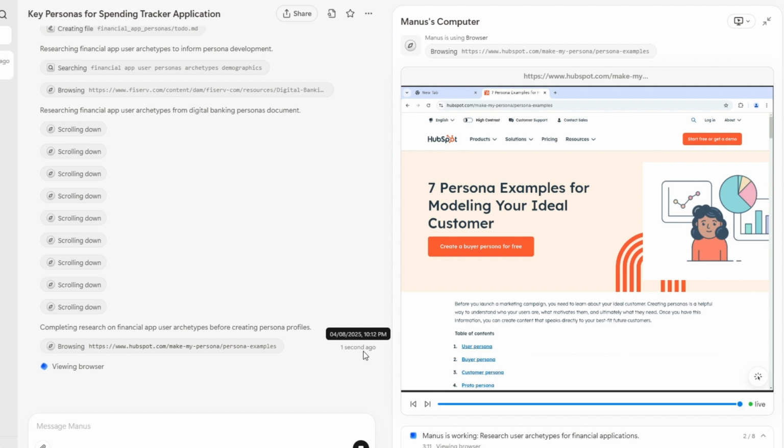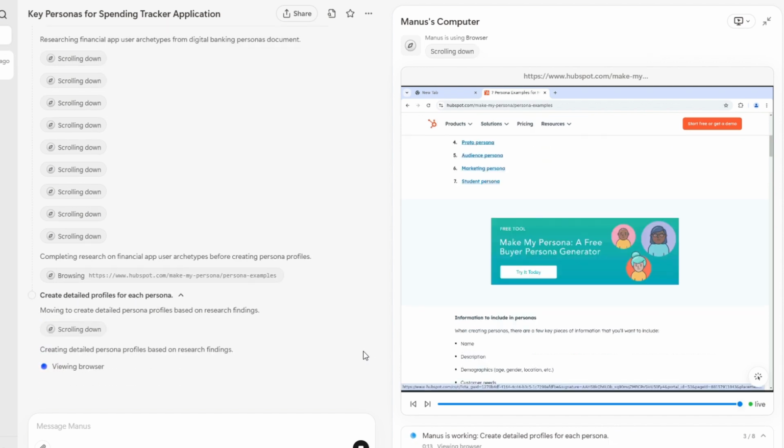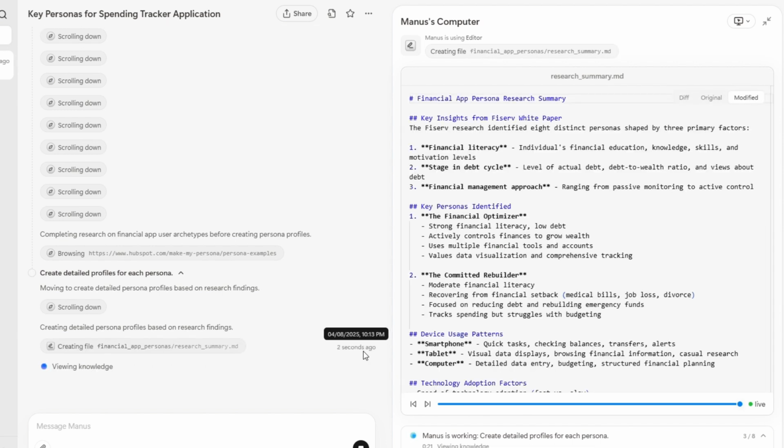Manus AI also looked at HubSpot to find best practices for persona structures. As a marketing campaign company that regularly uses these types of personas, this seemed like a great approach and an example of how it was trying to find ways to use best practice.